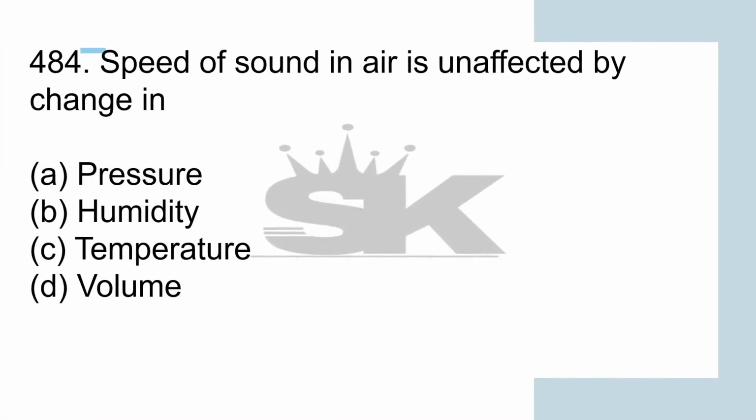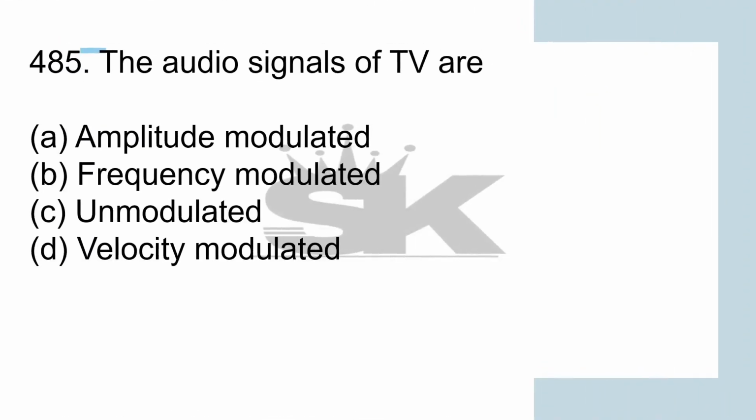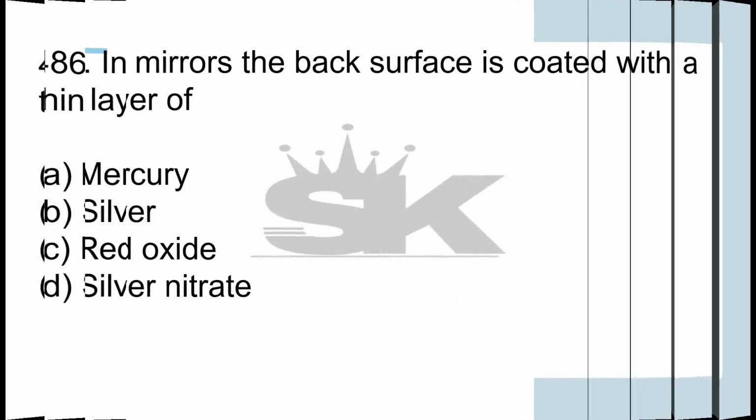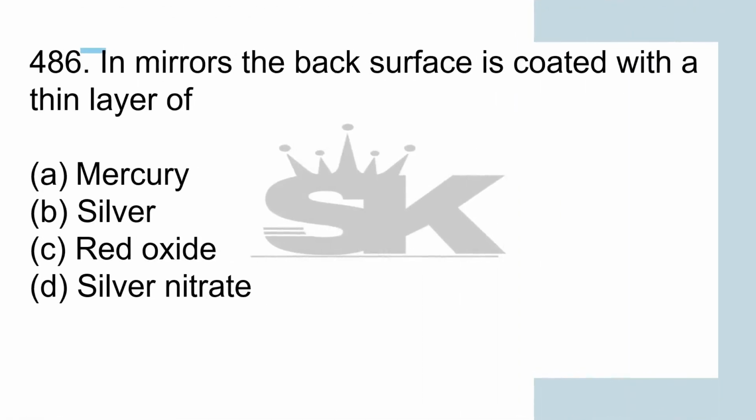Speed of sound in air is unaffected by change in pressure. The audio signal of TV is frequency modulated. In mirrors, the back surface is coated with a thin layer of silver.